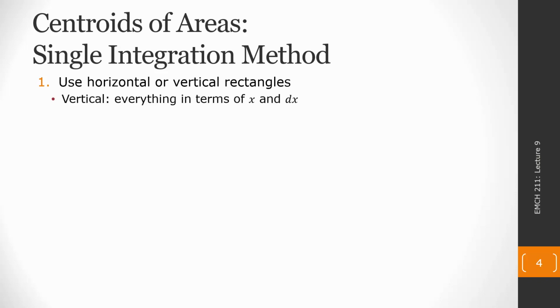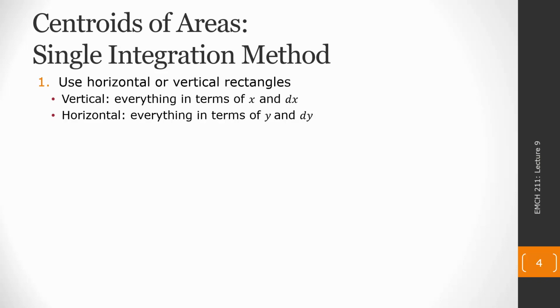So if we choose to go with vertical rectangles or strips across our shape, that means that we are going to put everything in terms of x and dx, and we'll see what that means as we go into the actual equations on the next slide. If we go with horizontal strips or rectangles, that means we're going to put everything in terms of y and dy. So this is what is going to distinguish this single integral method versus a double integral method: right from the start we're only going to have things in terms of a single variable. So we only have to do a single variable integral.